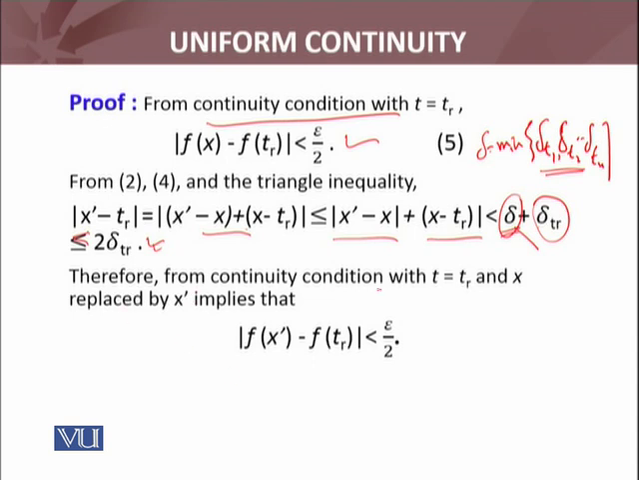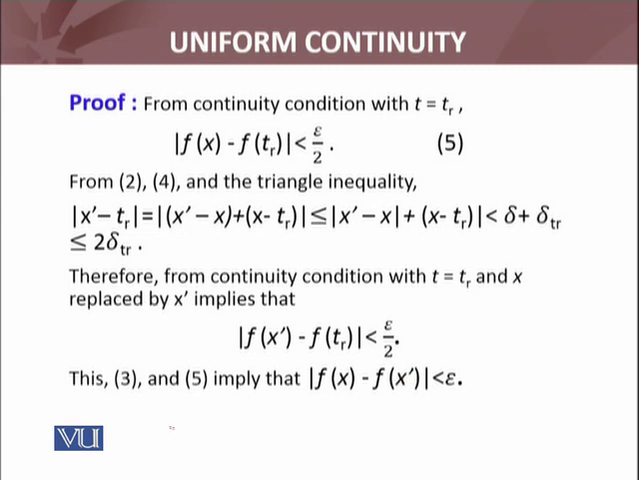Therefore from continuity condition with t equals tr and x replaced by x prime implies that |f(x prime) - f(tr)| is less than epsilon by 2 whenever we have |x prime - tr| less than 2 times delta tr. Since ये tr जो है arbitrary मेरा कोई भी finite interval में से था, और हर इस interval में से AB interval जो है वो subset है इनकी union का, so I can replace tr with x which is the required.